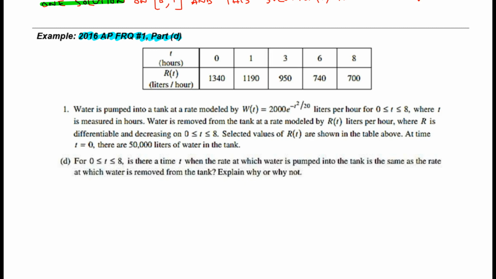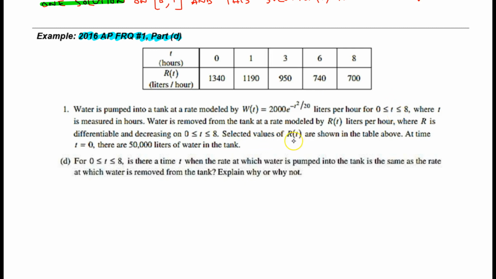All right, we'll start just by reading the problem. Water is pumped into a tank at a rate modeled by W of t equals 2,000 times e to the negative t squared over 20, and that's in liters per hour, and we're given the time interval from 0 to 8, where t is measured in hours. So they've given us a function for water being pumped into a tank. Water is then removed from the tank at a rate modeled by R of t, liters per hour, where R is differentiable and decreasing on the interval from 0 to 8. Notice that's the same interval we were given up here for W of t.